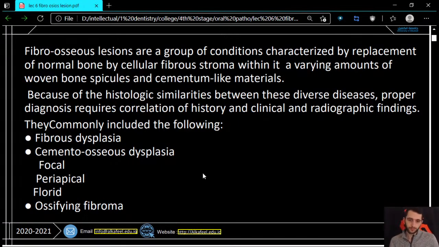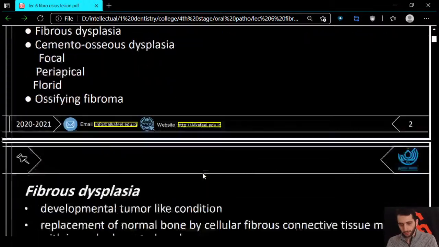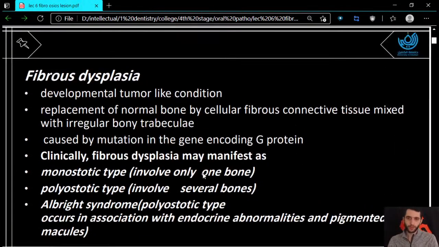Fibrous dysplasia, whether focal or peripheral, and the ossifying fibroma. Ossifying fibroma is a slide that we haven't used yet. We already studied the fibrous dysplasia. Beginning with the fibrous lesion.